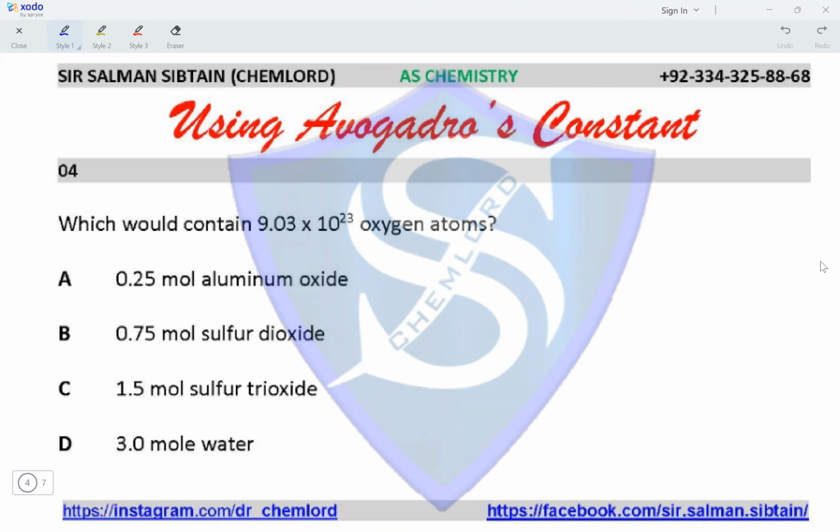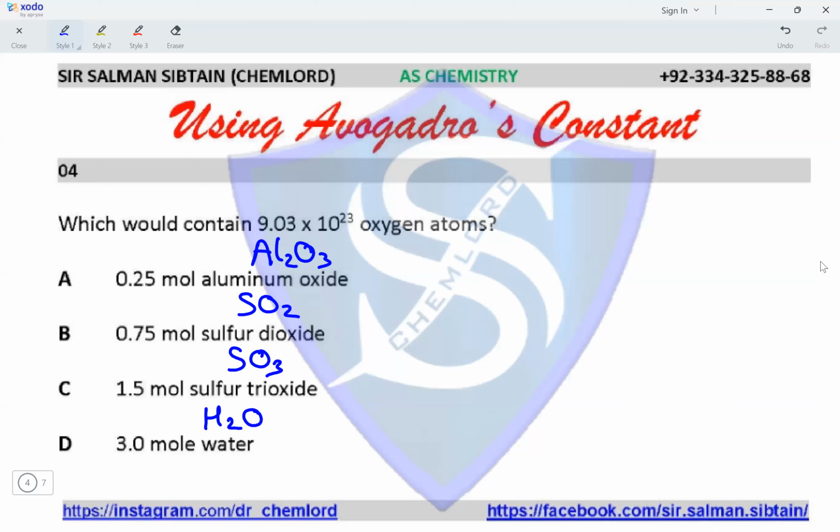For option A, we've got aluminum oxide, which would be Al2O3. For option B, it's sulfur dioxide, which is SO2. For C, it is sulfur trioxide, which is SO3. And for D, it is water, which is H2O. So in option A, we've got three atoms of oxygen present, and the mole of aluminum oxide is 0.25.